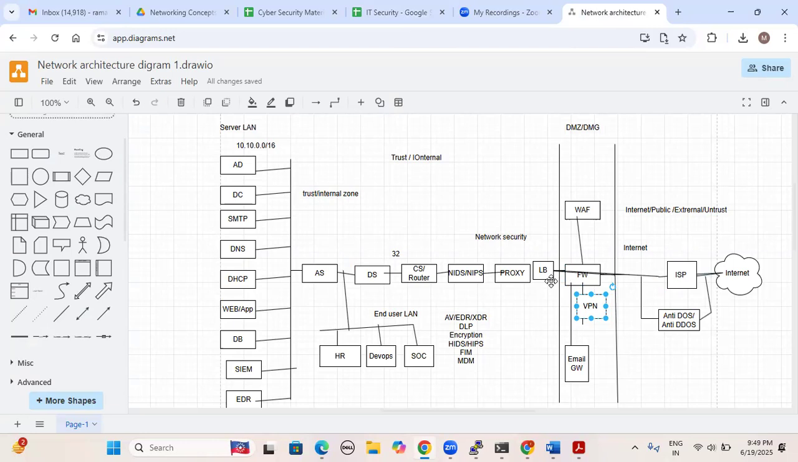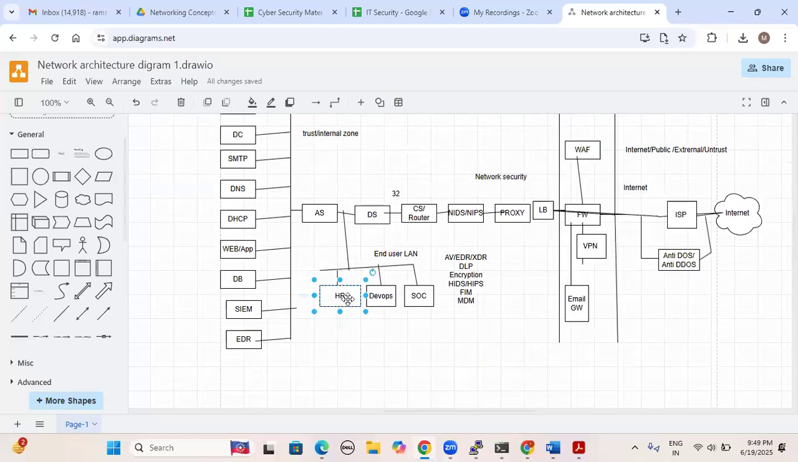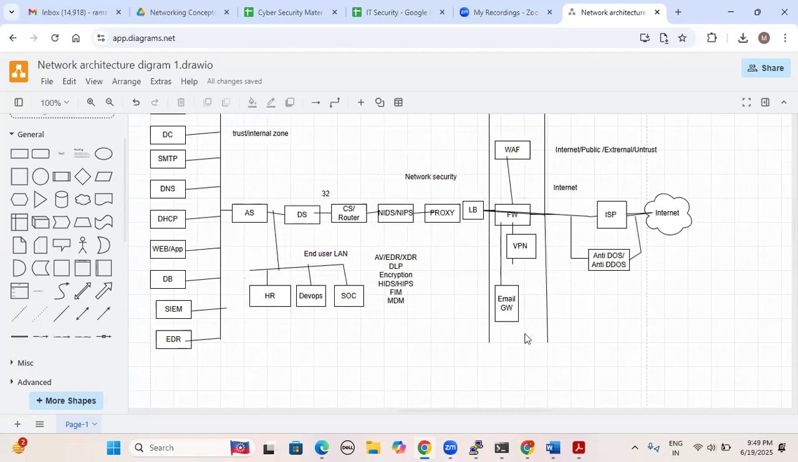Now let's discuss a couple of practical examples: how this network architecture diagram works, and how we can think in a practical way in our day-to-day life. For example, here an HR person wants to release an offer letter to a candidate who has already been selected in all the rounds. Where is the person sitting now? The person is sitting here, so this one is considered a candidate.